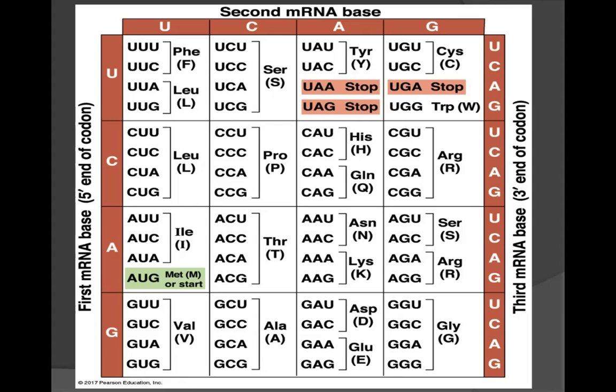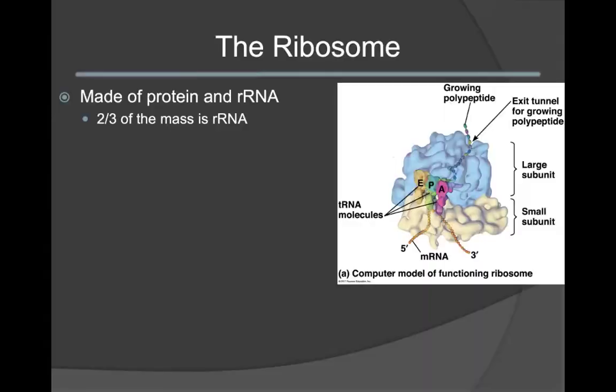We're now going to take a look at the structure of a ribosome. Remember, the ribosome consists of both protein as well as ribosomal RNA. In fact, 2/3 of the mass of a ribosome can be attributed to the RNA molecules.